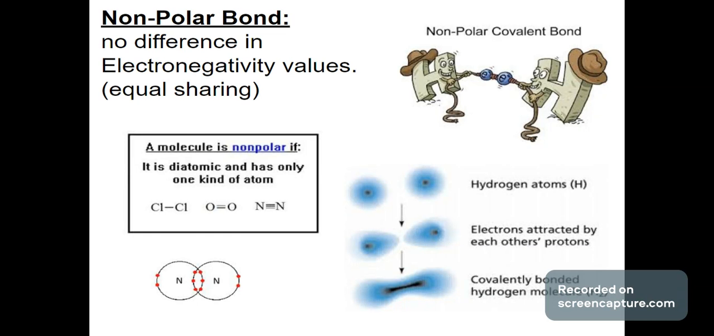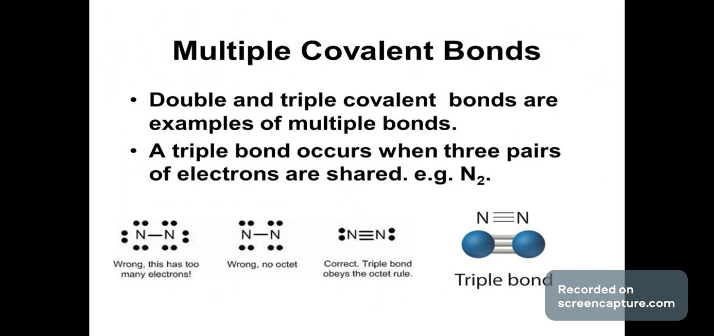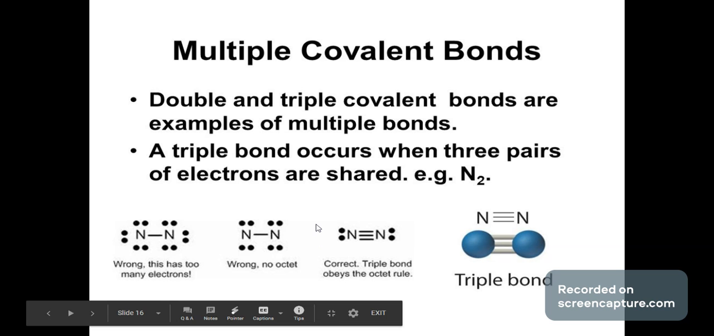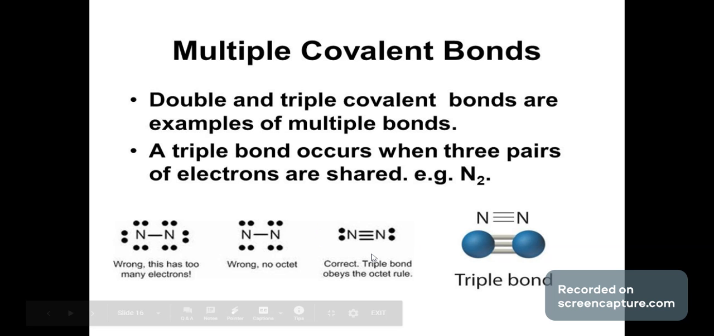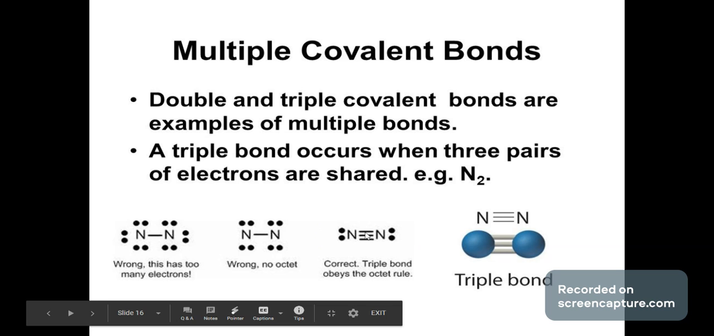Multiple covalent bonds. Double and triple covalent bonds are considered multiple bonds, and triple bonds occur when three pairs of electrons are shared. And if you look down here, it says wrong, that this has too many electrons, and that does, right over here. Wrong, no octet. This is correct right here. Yeah, because each one has a pair. So there's basically two, four, six electrons there.